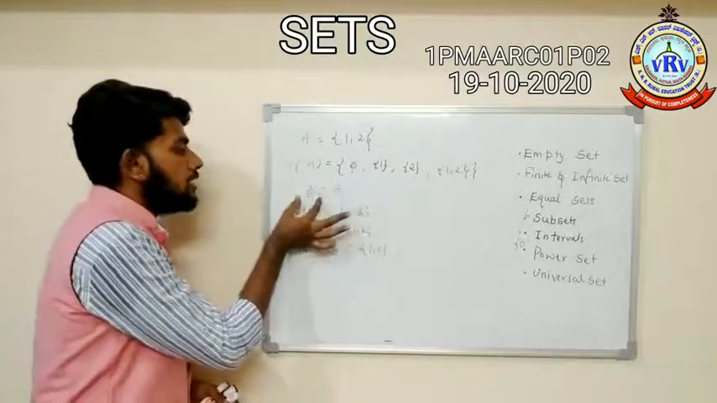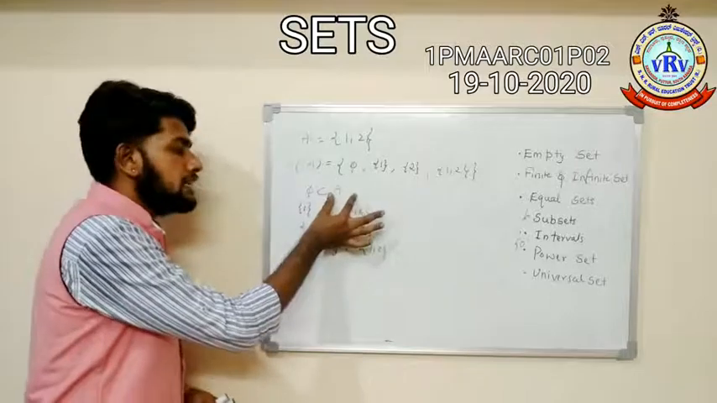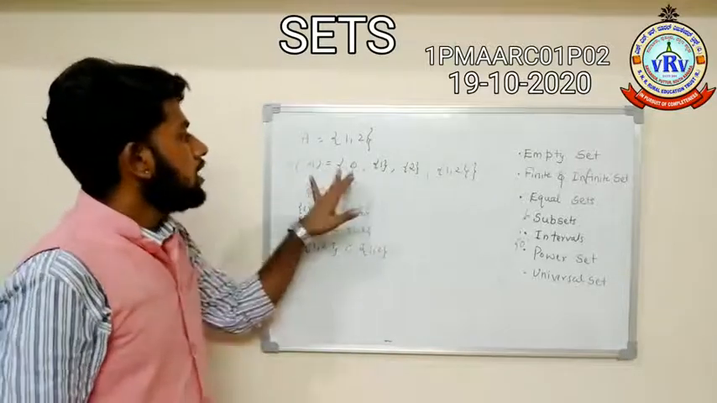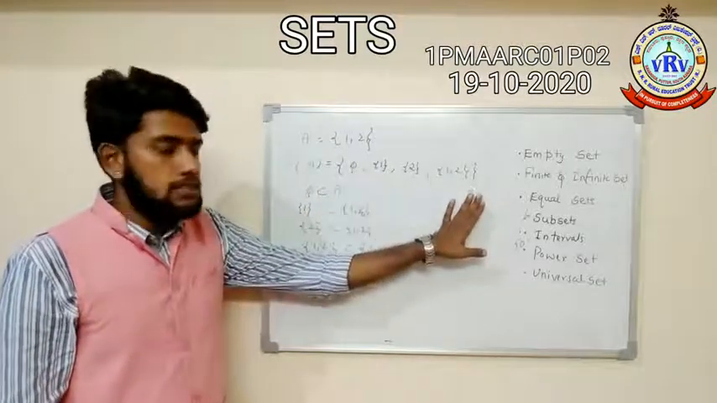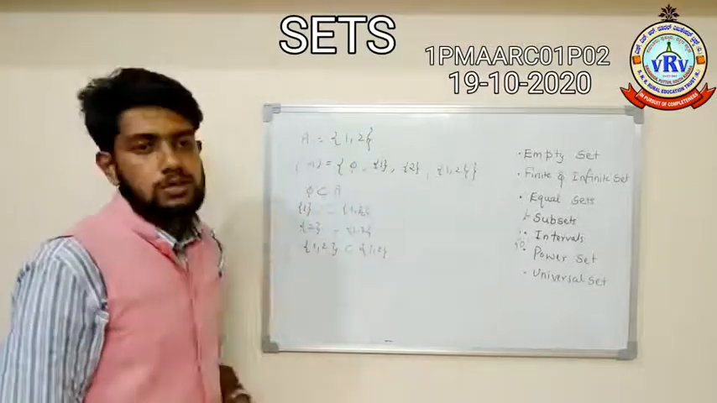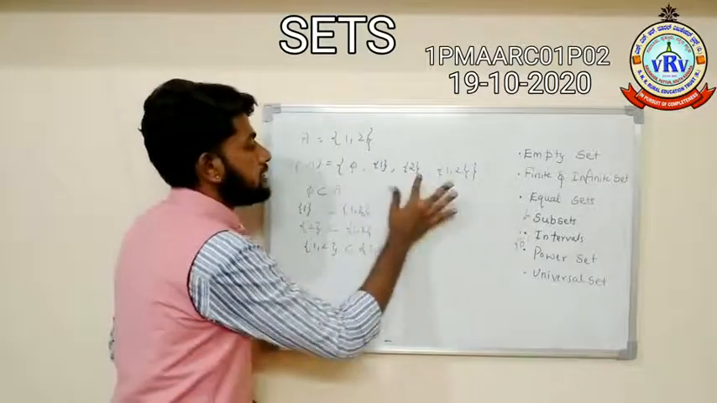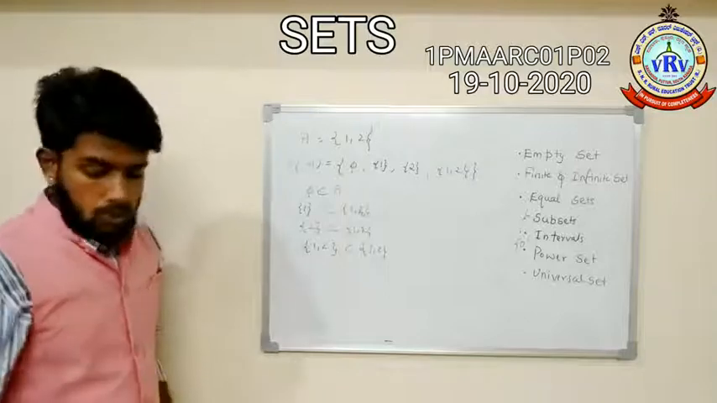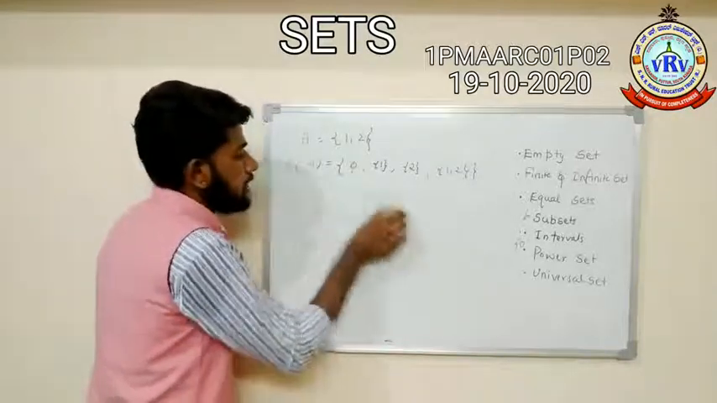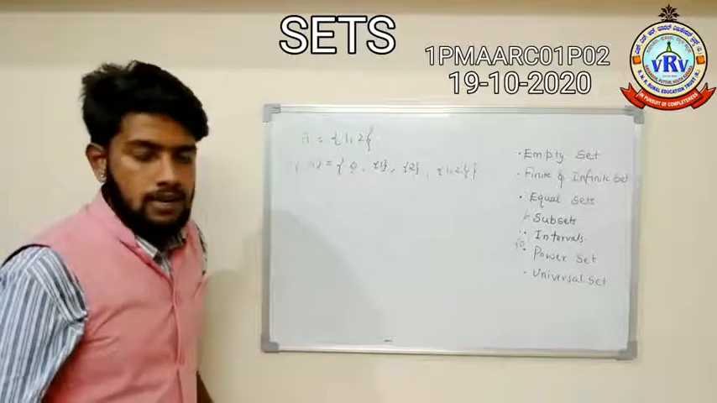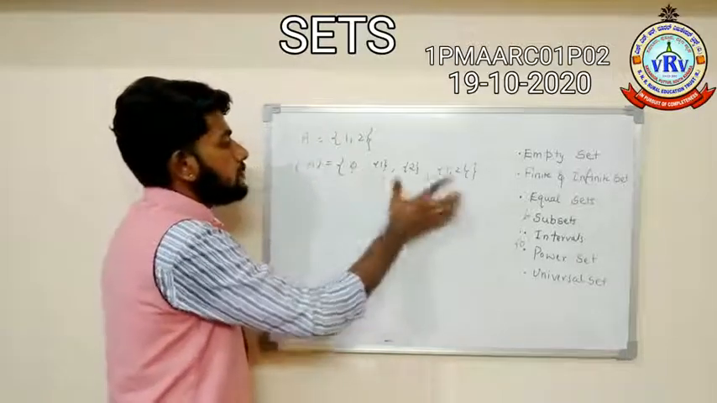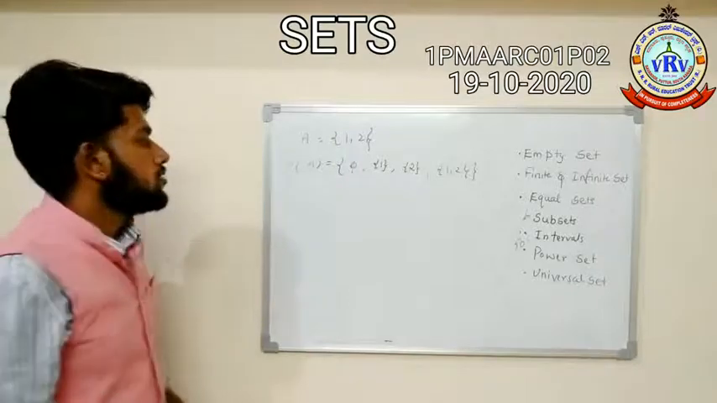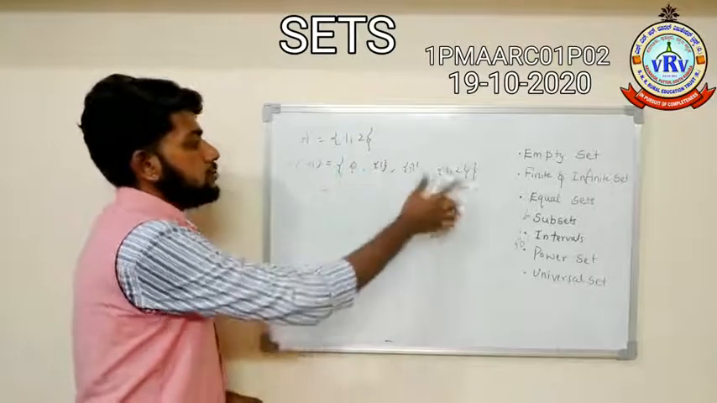If you consider any set, the null set is a subset of A. Other than these 4 sets, there is no set which is a subset of this set A. So this huge collection of subsets of the set A is known as the power set of A. So P of A is {∅, {1}, {2}, {1, 2}}.